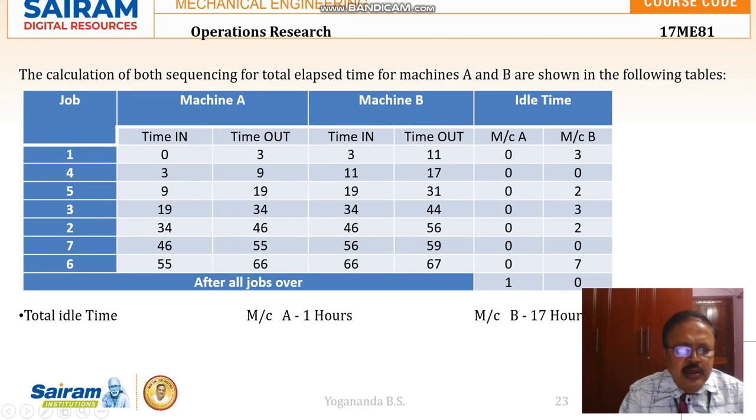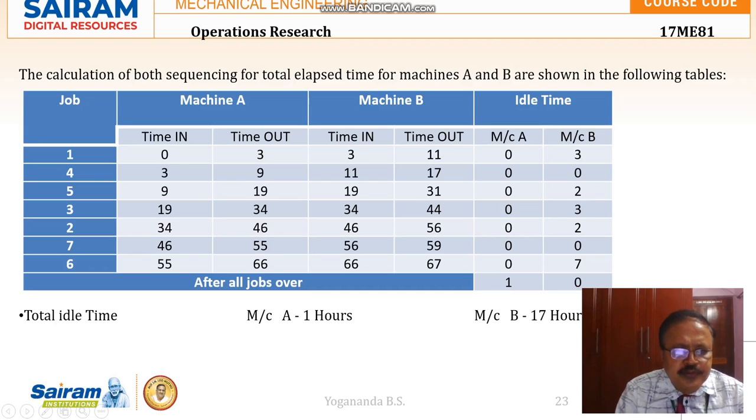Job 1 will enter machine A first. Then from machine A it enters machine B. Then it will come out of machine B. Then we find the idle time of machine A and machine B.